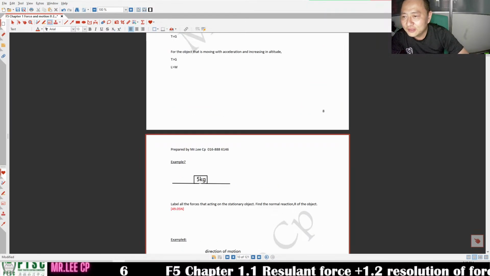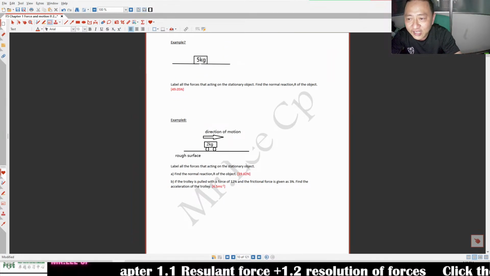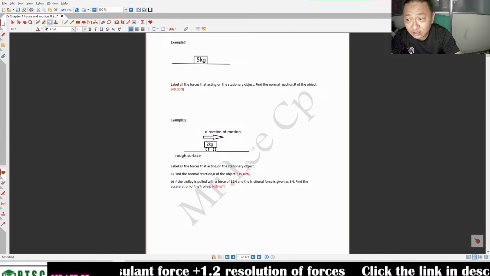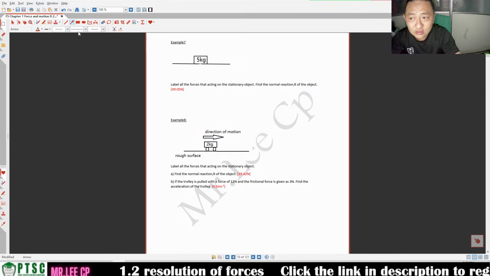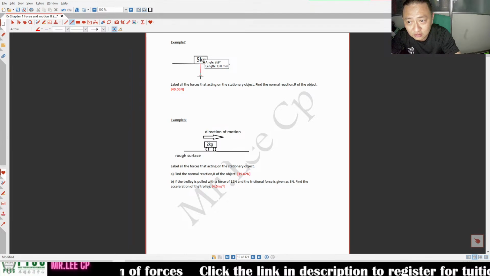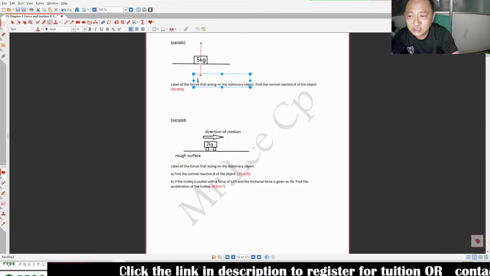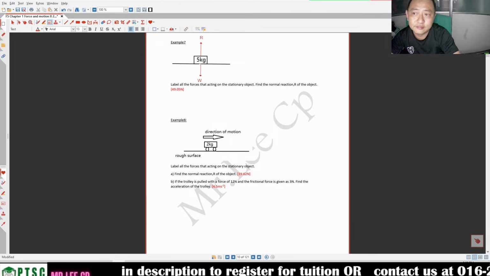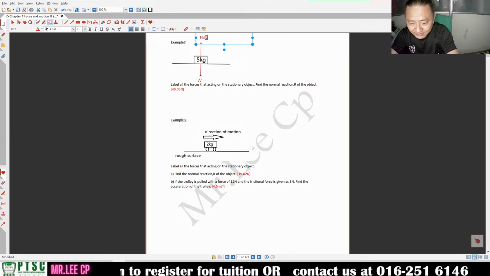Alright. Now we do some examples from here. Label all the forces in this diagram, the forces acting on the stationary, not moving object. So find the normal reaction. First of all, I need to label, what force is this called? This is called weight. This one is called reaction, or if you don't want to use reaction, you can use this word, normal.